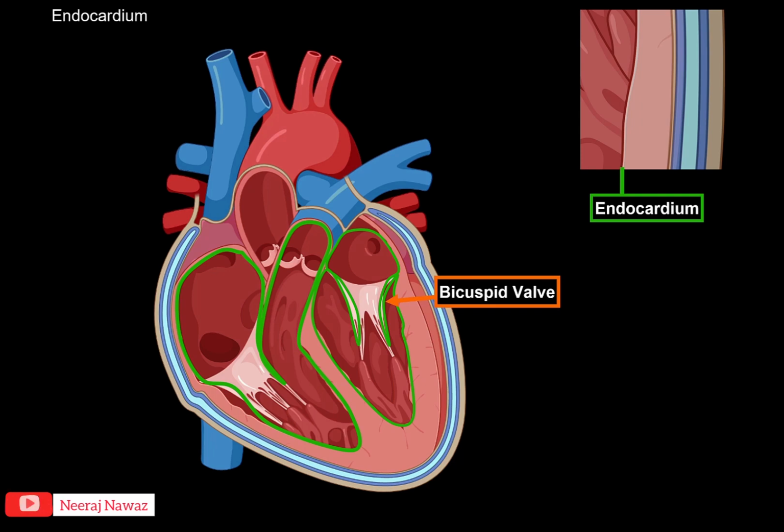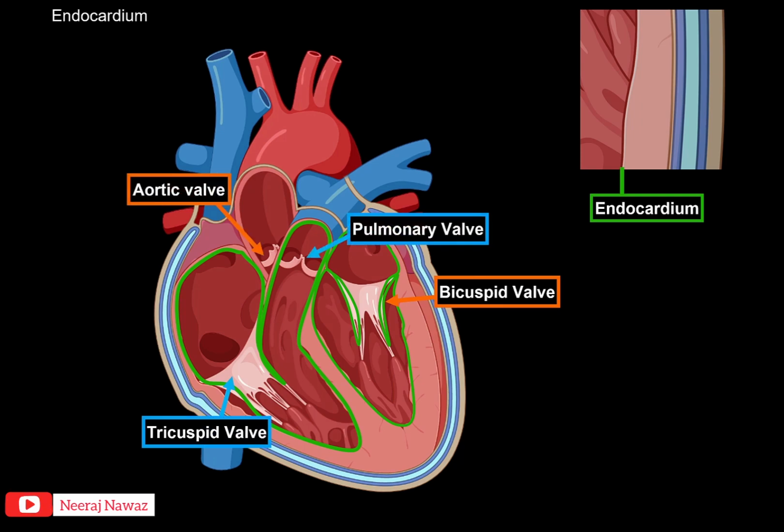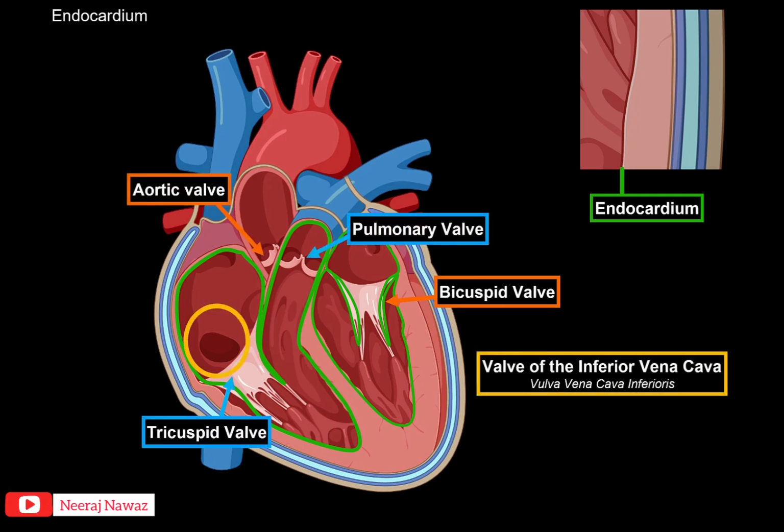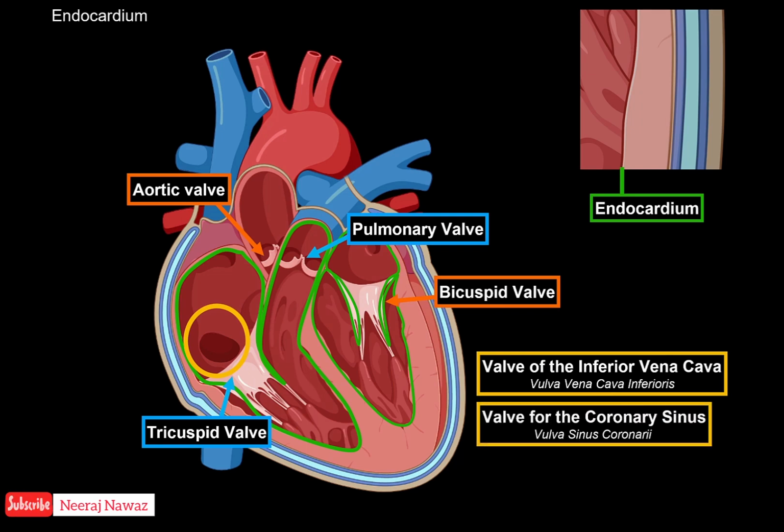That means that the endocardium forms the cusps of the bicuspid valve, tricuspid valve, pulmonary valve, and the aortic valve, as well as two other valves. What are the cusps of all these valves made up of? It is made up of a double layer of endocardium. Cool. Underneath the endocardium, you will find the myocardium.